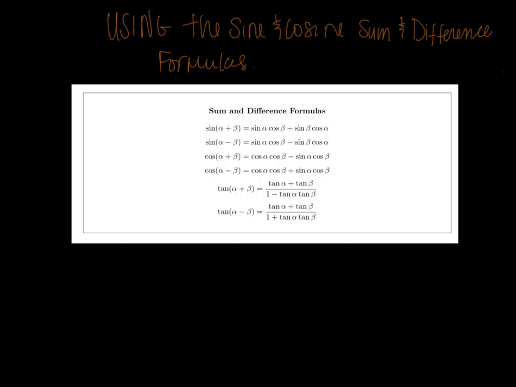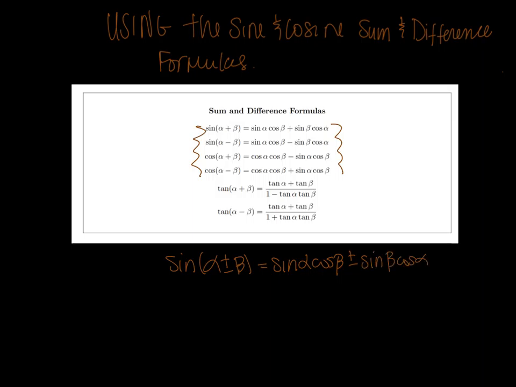In the last video, we talked about how to derive the sum and difference formulas for sine and cosine. And in this video, we're actually going to talk about how to use them. So something I want you to note. Sometimes we write that the sine of alpha plus or minus beta is equal to the sine of alpha times the cosine of beta plus or minus the sine of beta times the cosine of alpha.